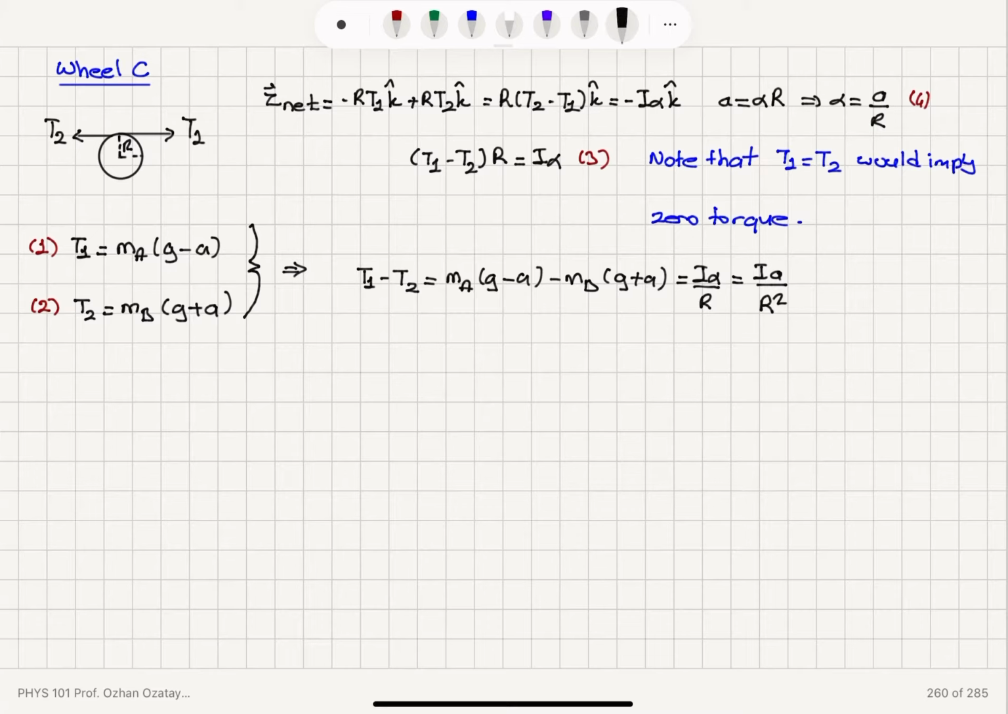Okay, so I can now isolate acceleration here. Let me see what I have for acceleration. In acceleration parentheses, I have minus MA and minus MB on the left hand side. And then on G parentheses, I have MA minus MB.